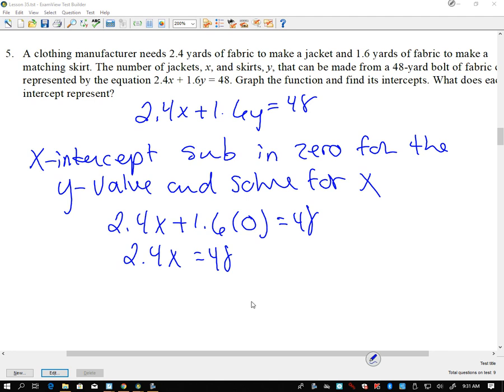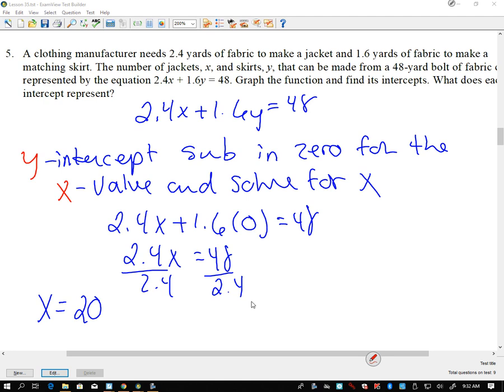Divide by 2.4 on both sides. So 48 divided by 2.4, x equals what? 20. Okay, 20. All right, now I could rewrite all of this, but here I'm going to do something real basic. If I want to solve for the y-intercept, sub in 0 for the x value, right?